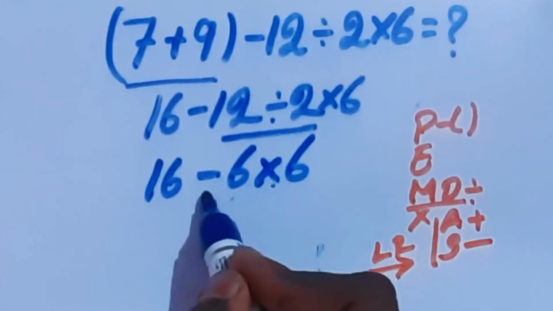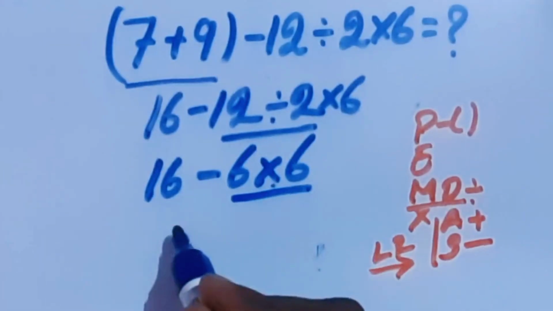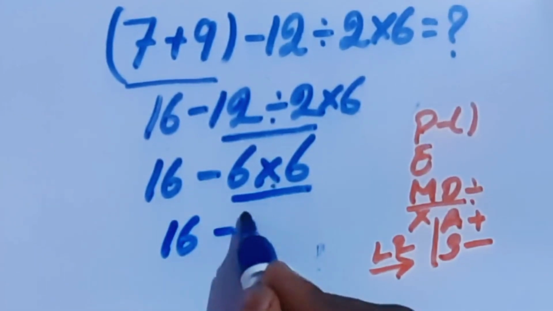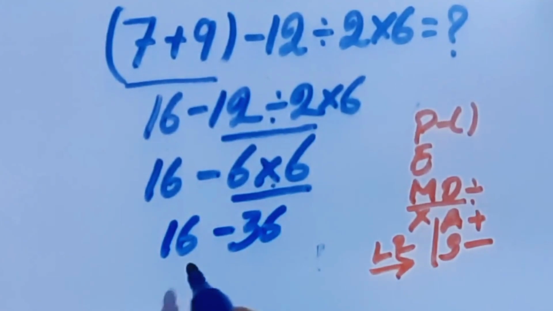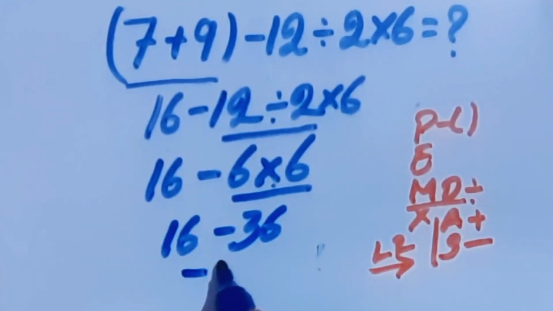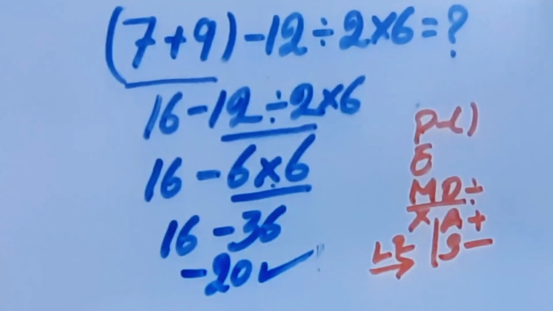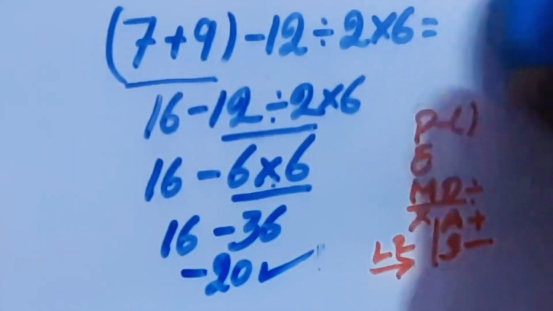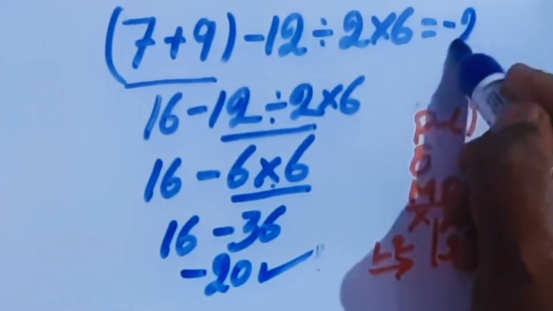We have multiplication and subtraction. We have to do this first. So 16 minus 36. Here we'll get negative 20 is the correct answer. The answer is negative 20.